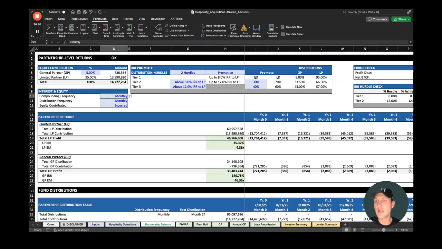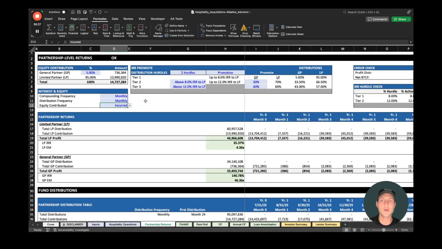Similarly, we have functionality for the compounding frequency. So how is the pref compounding? Is it compounding annually, monthly, or no compounding? Distribution frequency. How frequent are the distributions to the LP? Are they monthly? Are they quarterly? Are they annually? And then finally, we have equity contribution.